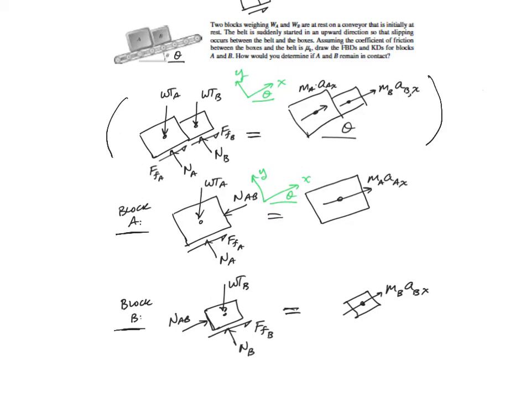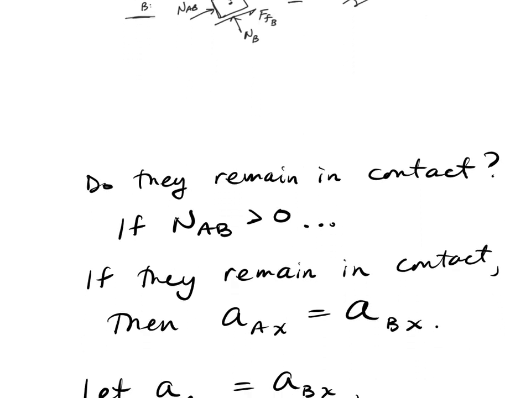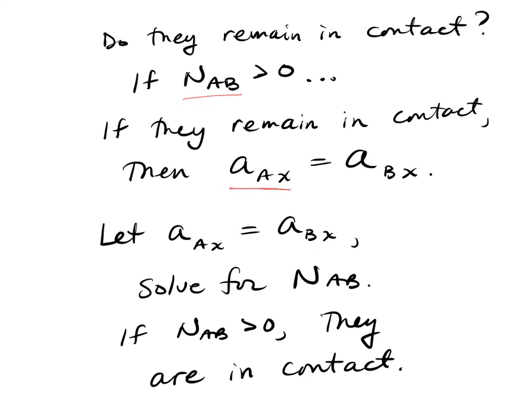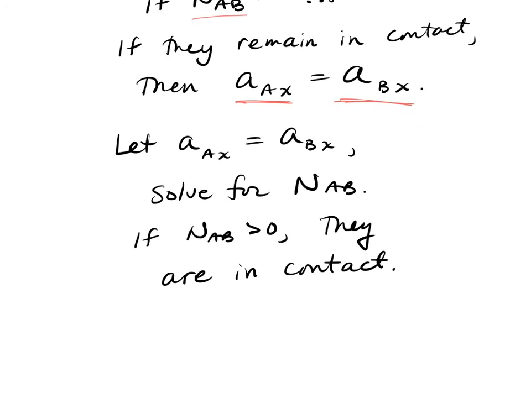So the question says, how do you determine if A and B remain in contact? Let's just talk through that. Do they remain in contact? Well, they remain in contact if the normal force is greater than 0. If it's equal to 0, then they're no longer touching. And if they remain in contact, then we would know that the accelerations would also have to be the same. So what we would do is let the accelerations be the same, solve for NAB, and if it's greater than 0, then they remain in contact.